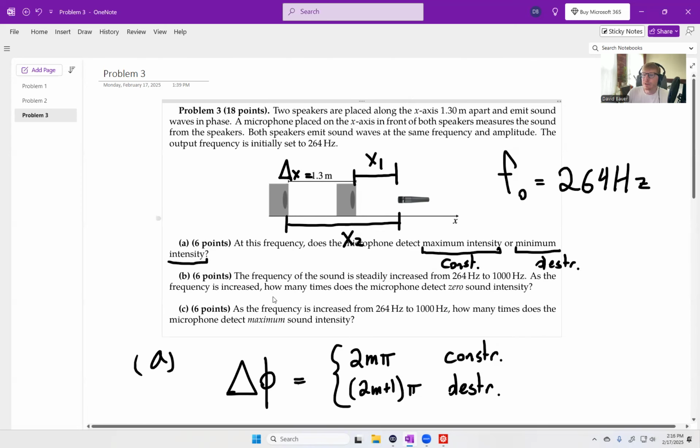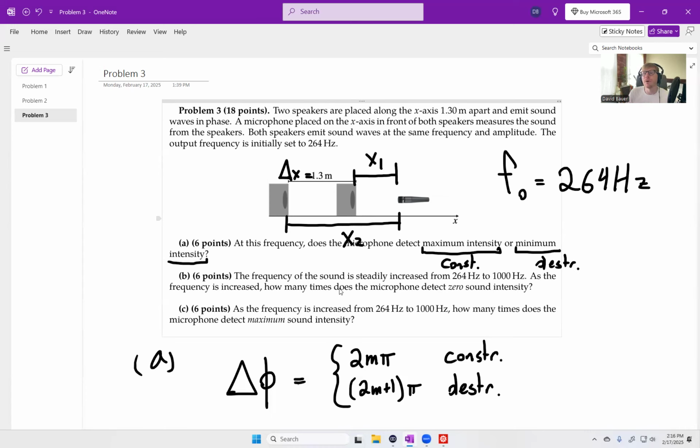As the frequency is increased, how many times does the microphone detect zero sound intensity? So that's asking us how many frequencies are there in between 264 and 1000 where we get destructive interference, right? Zero sound intensity means destructive interference.